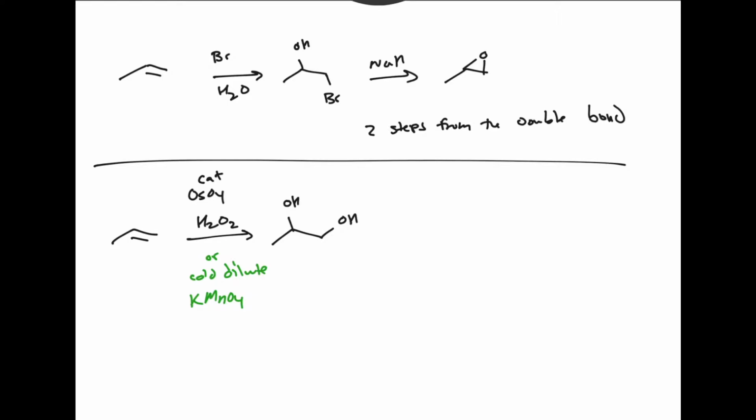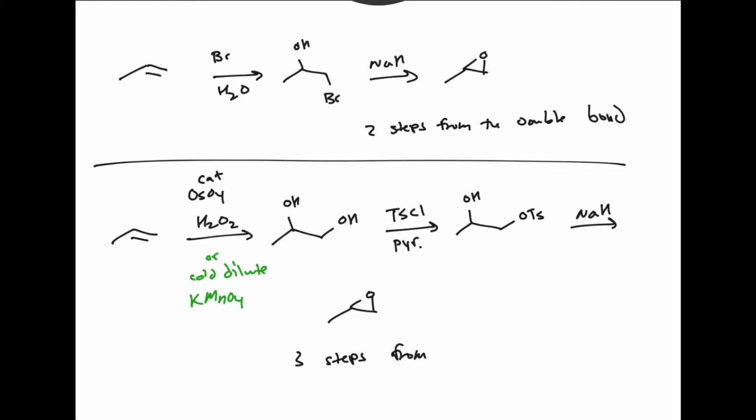Then you have to turn your diol into your tosyl group. Remember, we use tosyl chloride because tosyl chloride's big and it's going to select to be put on the least substituted oxygen. So in this case, it's going to go on the primary oxygen because that's easier to get to. So that's how we differentiate our two oxygens, relying on the fact that the tosyl group is going to go to the less substituted oxygen. And then again, we use our base, sodium hydride, to make our epoxide. Now this is 3 steps from the double bond.